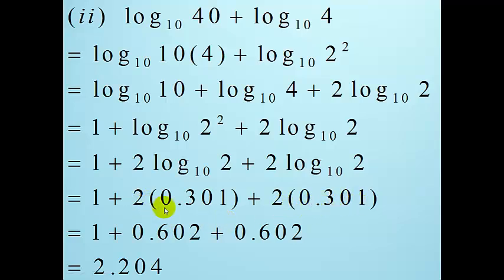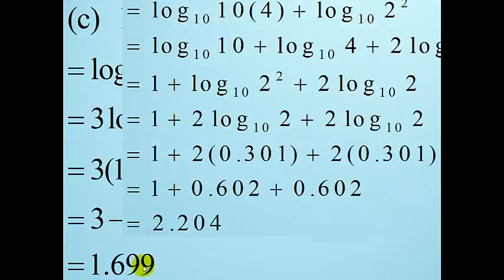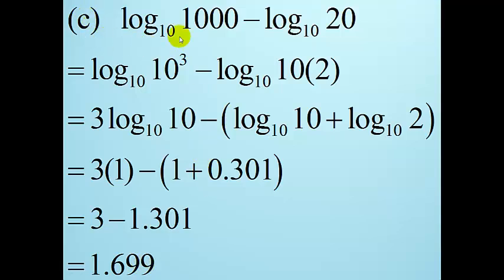When you multiply 2 by 0.301, you have 0.602. The same thing happens here. So we have 1 plus 0.602 plus 0.602, and the answer is 2.204. This means that log 40 to the base 10 plus log 4 to the base 10 is equal to 2.204.